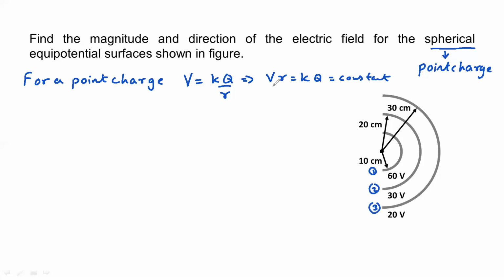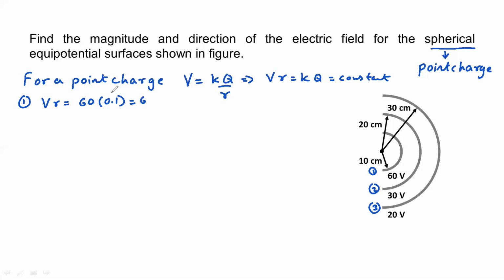I'm going to check it. For surface 1, you can see that V into R is equal to potential 60 times R, which is 10 centimeters. So I could write 0.1, which is equal to 6. Okay, I'm not writing any units here.